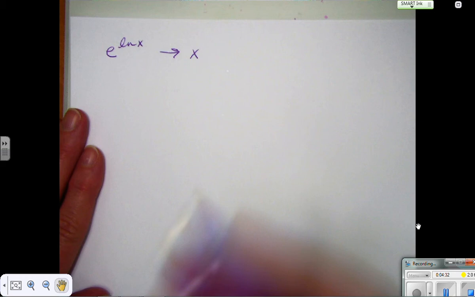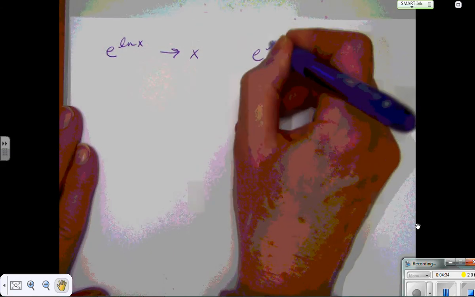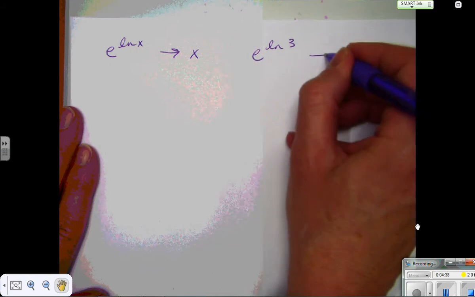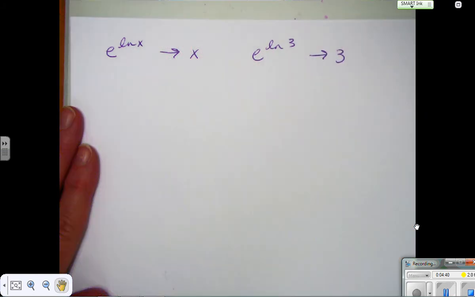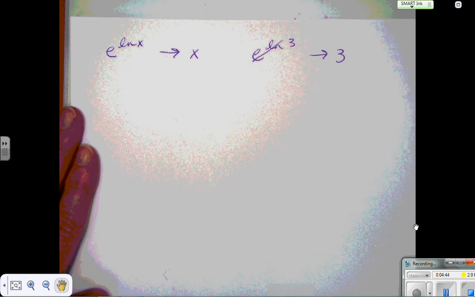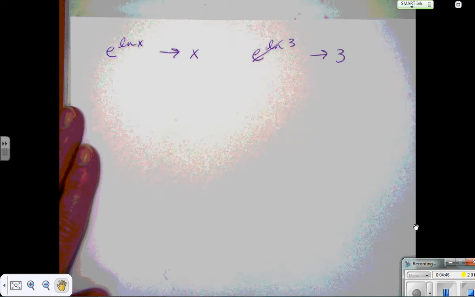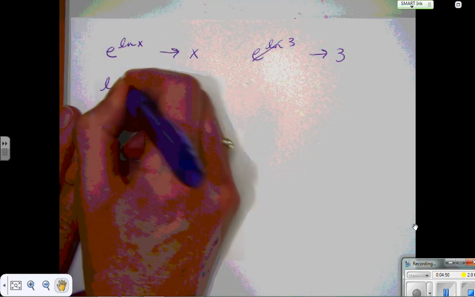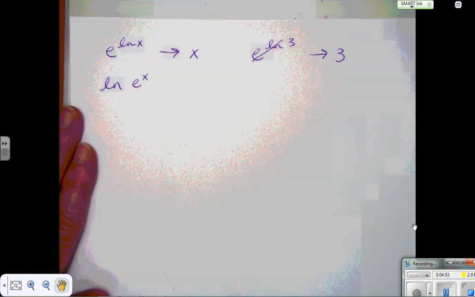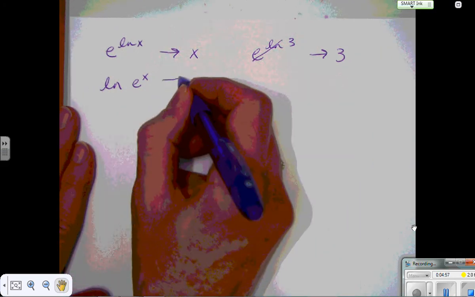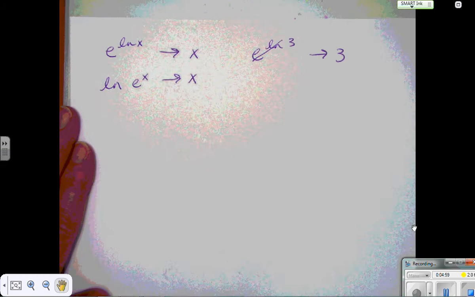Okay, so for example, e to the ln of 3, that value is 3. The e and the ln reduce each other out, and the value is just going to be the 3. Okay, if you have ln of e to the x, the value of that is just going to be x, whatever the exponent is.